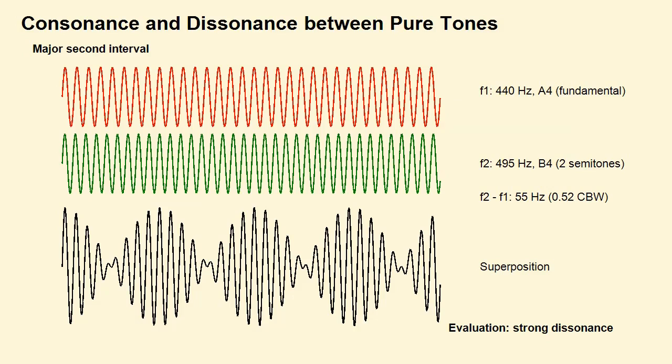The result is a strong dissonance, although not as strong as that of the augmented unison interval, as established by the Plomp and Levelt consonance and dissonance curve for a frequency difference of 0.52 times the critical bandwidth.